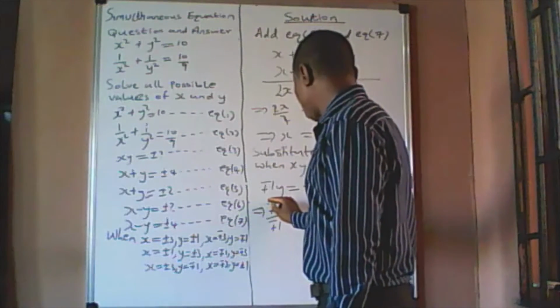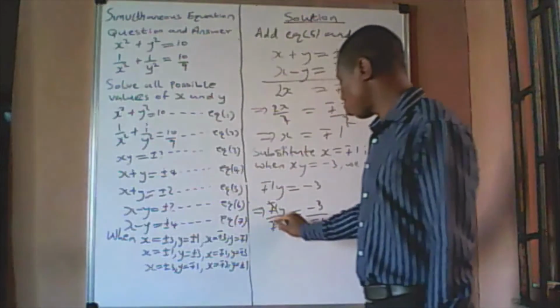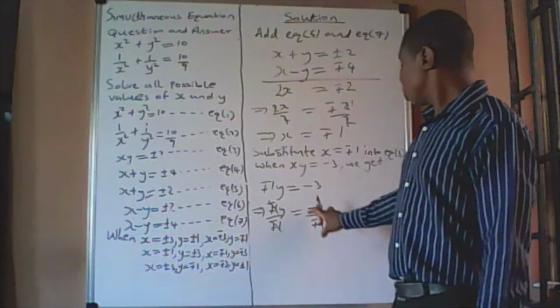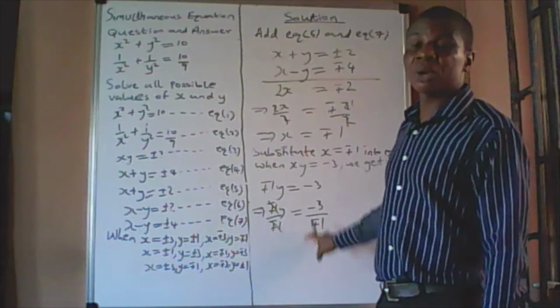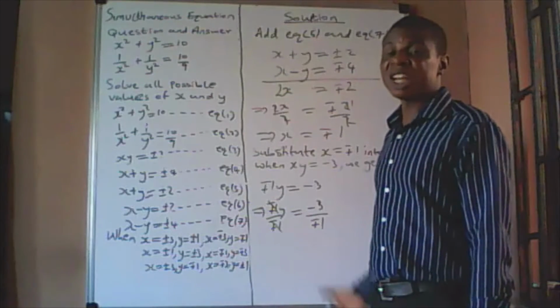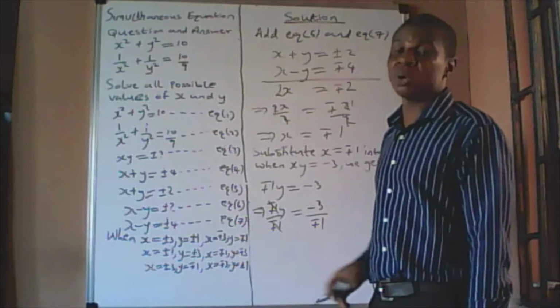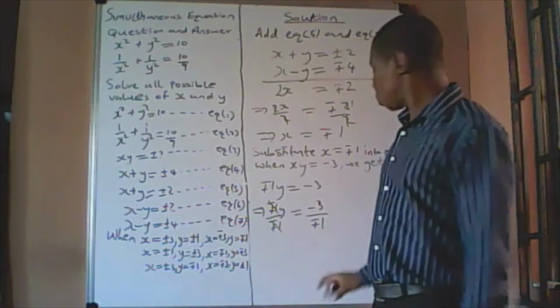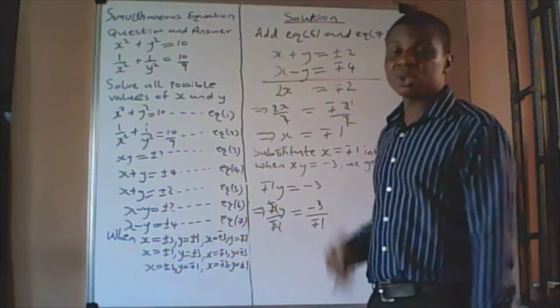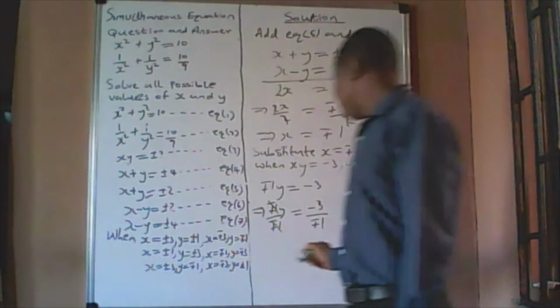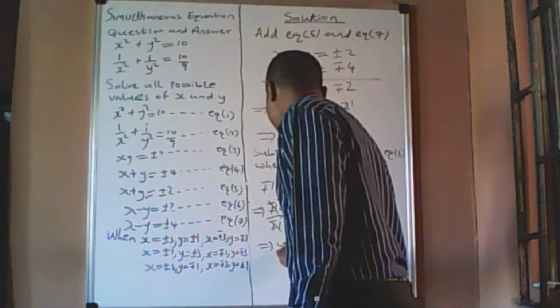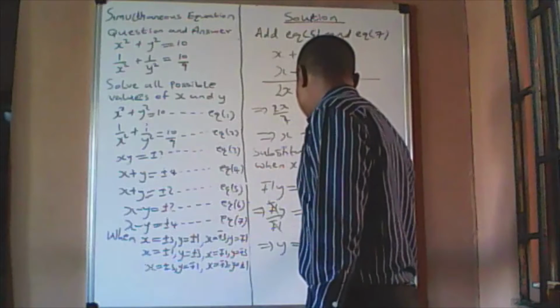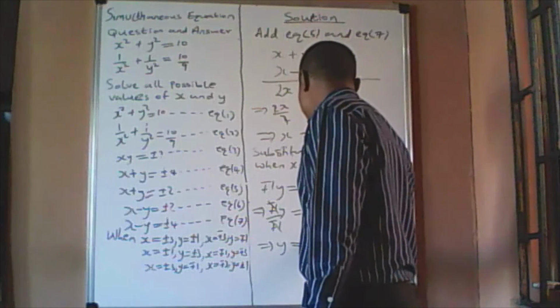Then minus or plus 1, we cancel minus or plus 1. Minus divided by minus gives us plus. That means we're going to have plus or minus 3 divided by 1, which will give us 3. That implies y is equal to minus or plus 3.